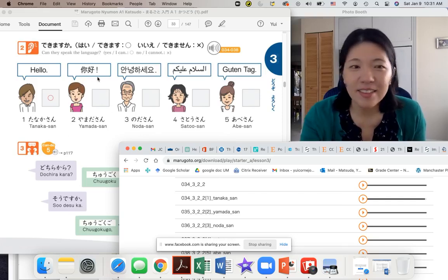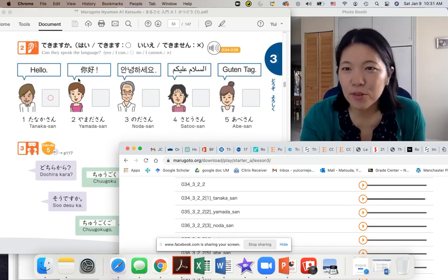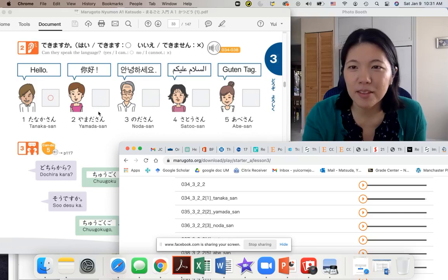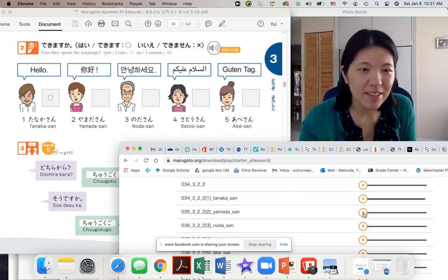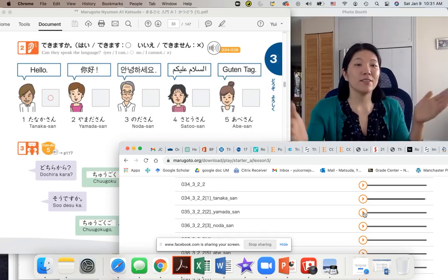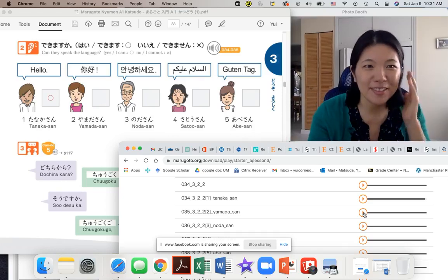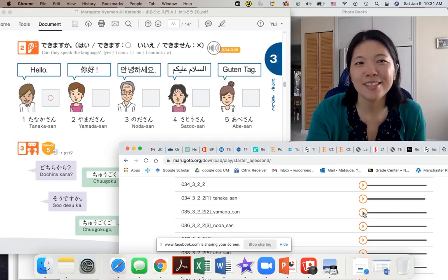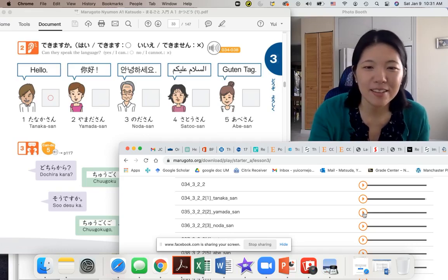And this looks like Chinese to me. So probably asking Yamada-san if she can speak Chinese. Let's listen to see if she can or cannot. So that's what we are trying to do, just listen and decide, determine.